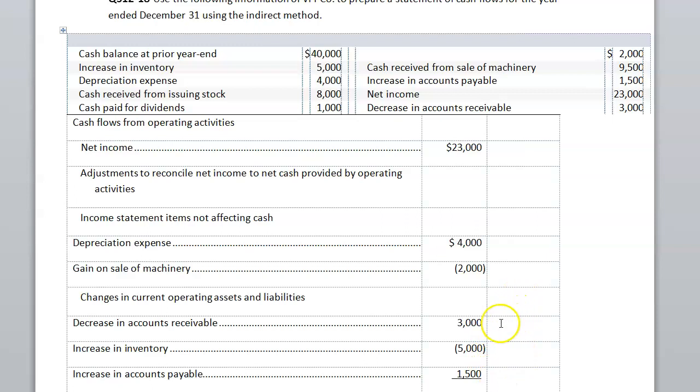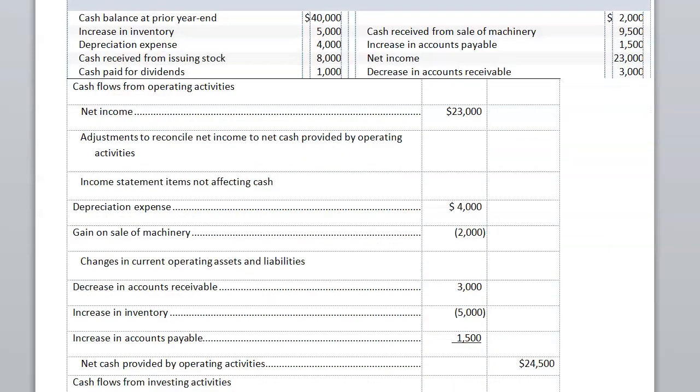So remember, current assets have the opposite effect on cash. They're both on the same side of the equation. And any current liabilities are going to have the opposite effect. So then we're going to add and subtract these amounts, and we end up with net cash provided by operating activities. The second section is going to be investing activities.